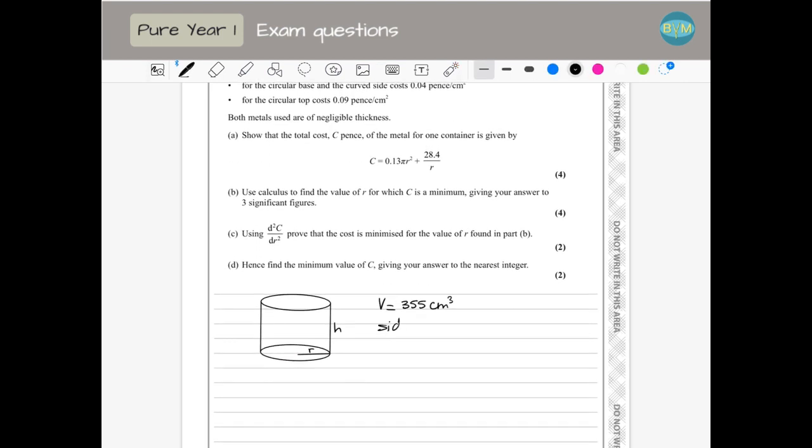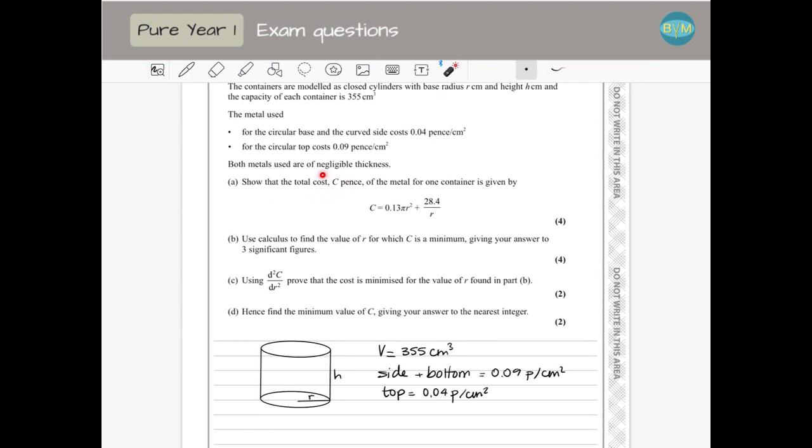Side and bottom is 0.09 pence per centimeter squared. The top is a different price, 0.04 pence per centimeter squared. Then they say, show that the total cost C in pence is this formula here.